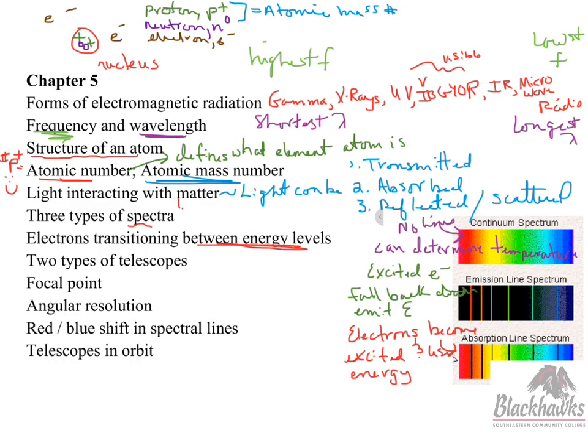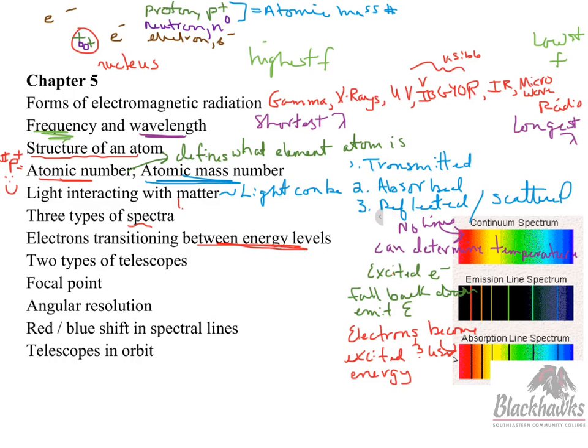So these two, three types of spectra and electrons transition between energy levels, are both addressed here. Electrons, are they going up or are they going down? Well, for emission lines, they're coming down, and for absorption lines, they're going up. Emission lines, they're releasing energy, and absorption lines, they're sucking in energy.